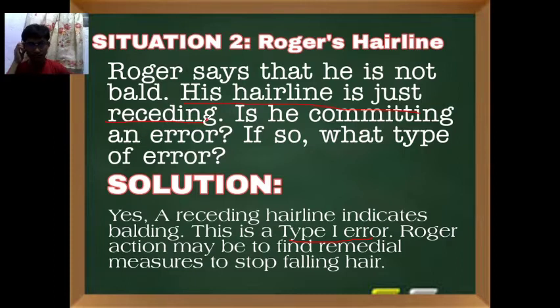Next. Ngayon, ito pa. Meron pang another decision. Roger's action may be to find remedial measures to stop him. Kasi sabi niya, is just receding. So, meaning gagawa niya ng paraan para hindi siya makalbo. Okay. Pero that is the fact, pakalbo siya. But he rejects it. So, meaning that he commits a type.